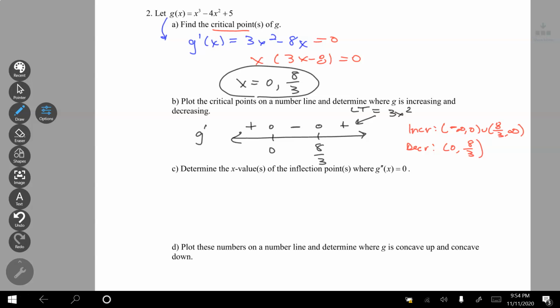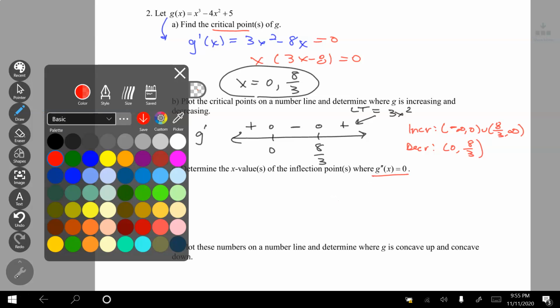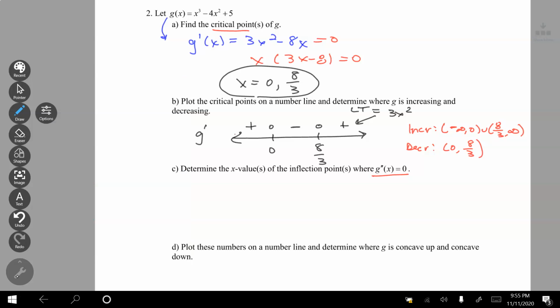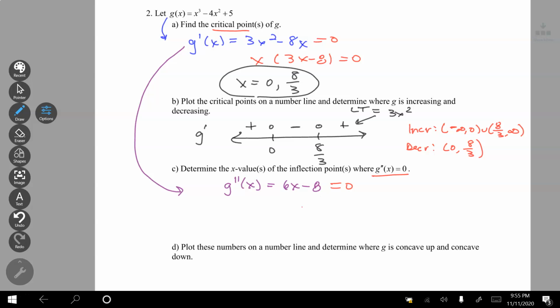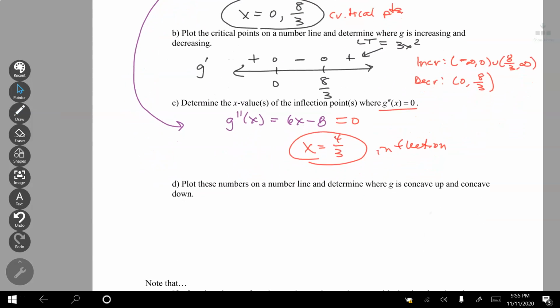And now I'm going to do the second derivative to find the inflection point. So I take the second derivative. So I have g double prime of x is equal to 6x minus 8. And again, I'm going to set that equal to 0. Got x equals 8 over 6, or 4/3. So this is my inflection point. So again, I'm going to create a number line.